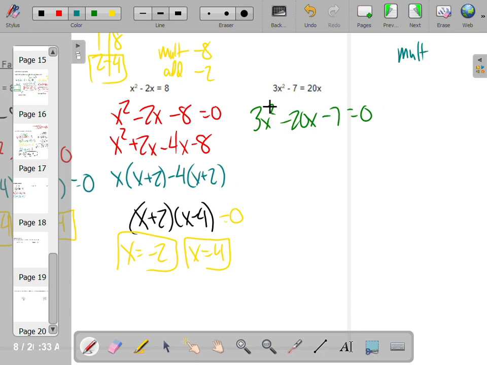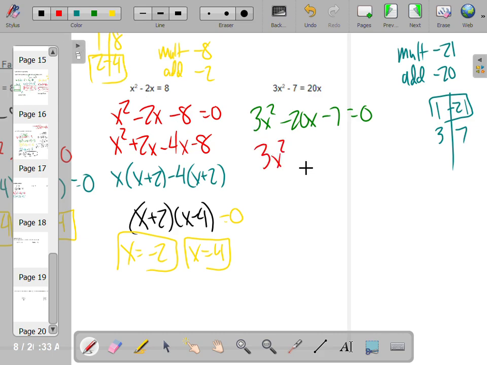A times c, 3 times negative 7 is negative 21. B is negative 20. So what multiplies to negative 21? It's right there. 1 and negative 21 add to negative 20. So 3x squared plus x minus 21x minus 7.